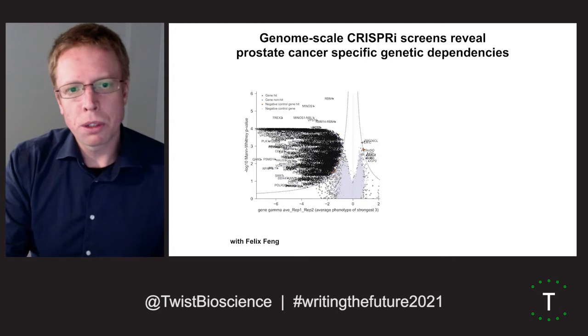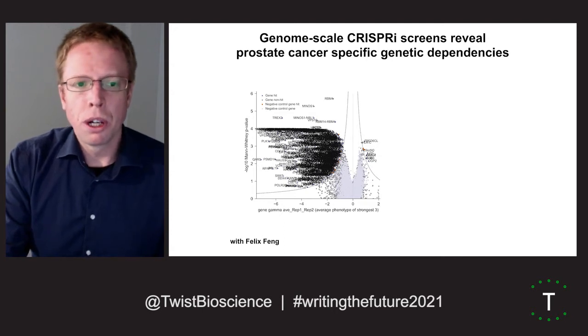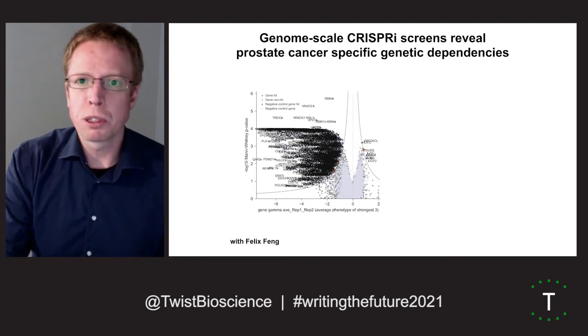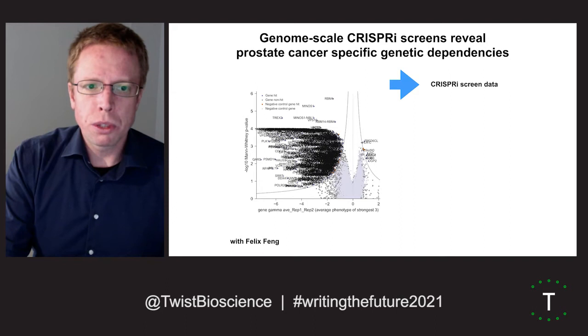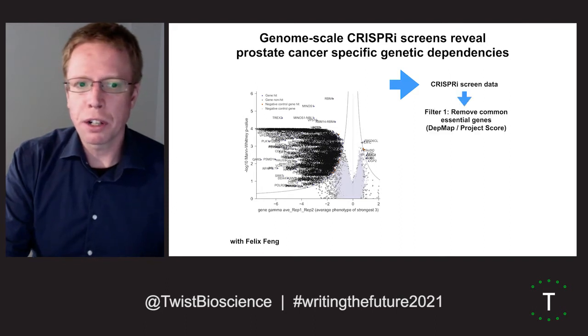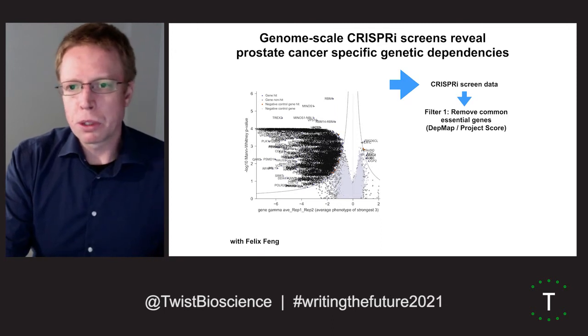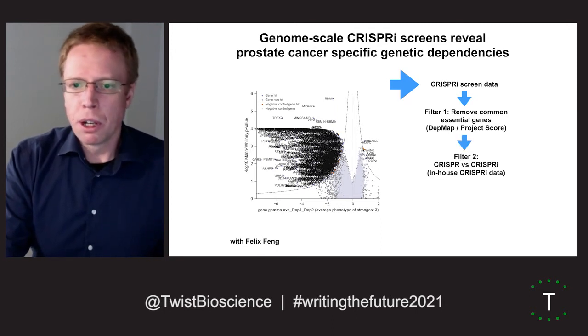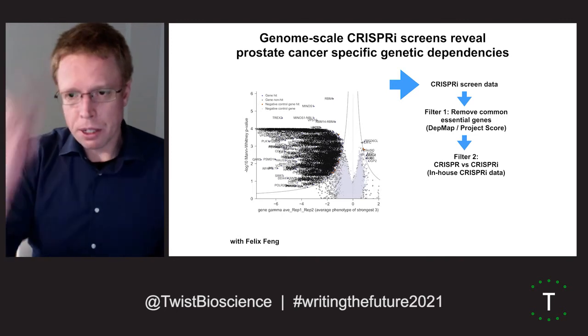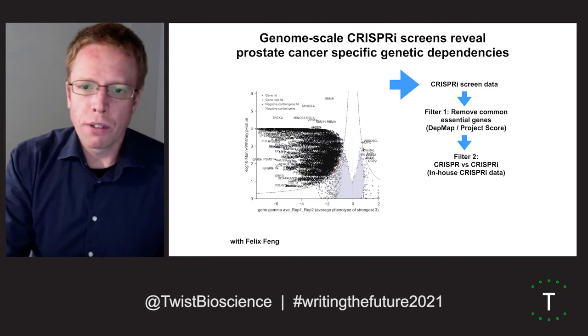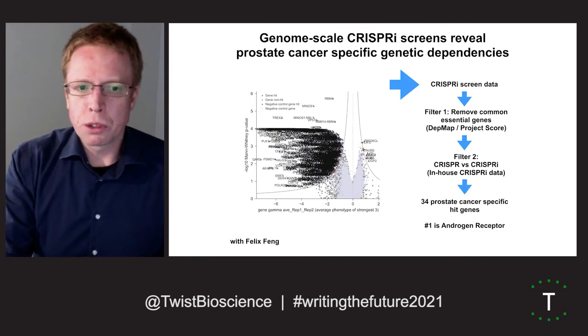And so our goal was to design an informatic pipeline which would discriminate between common genes that are required for cell proliferation and prostate cancer-specific driver genes. And so to do this, we took our CRISPR-I screen data from 2 cancer models, and we filtered using the list of common essential genes provided by DepMap and Project SCORE to remove common essential genes required for all cell proliferation. We can then cross-filter against in-house CRISPR-I data in other solid tumor models and leukemia models to remove false negatives associated with CRISPR versus CRISPR-I.